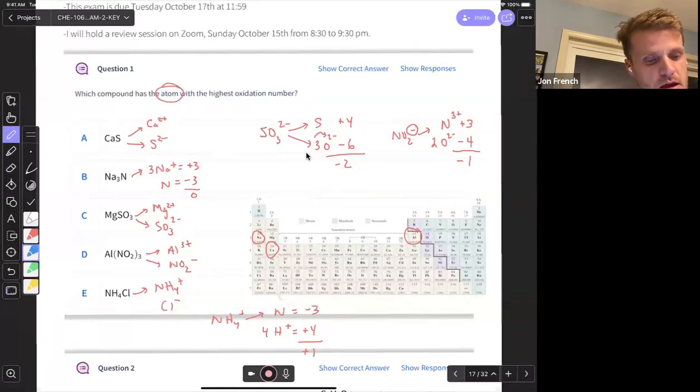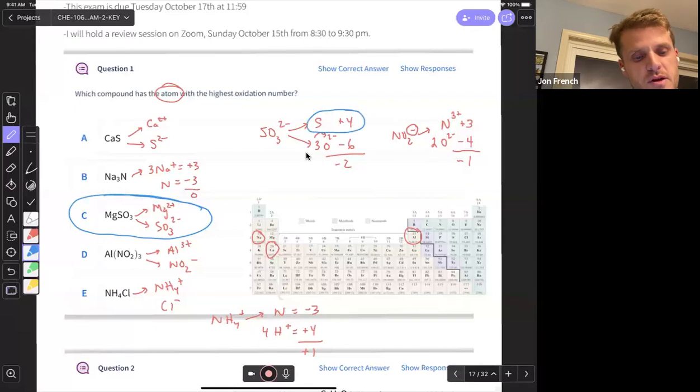So looking at all the charges, magnesium sulfite, I have sulfur at 4+. That's the highest oxidation state of all of those available.